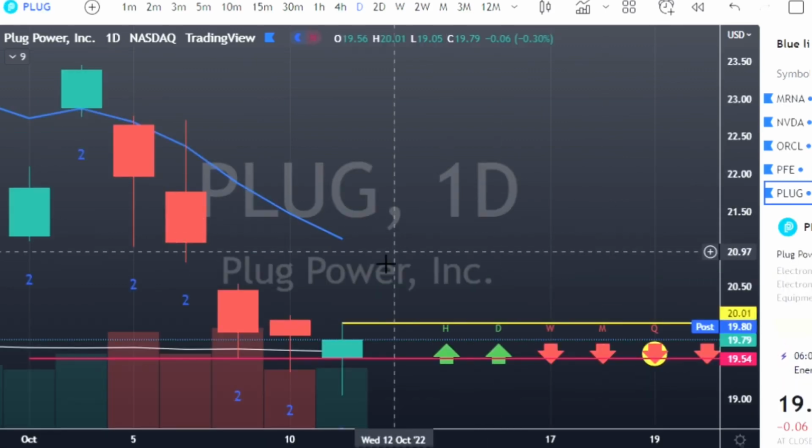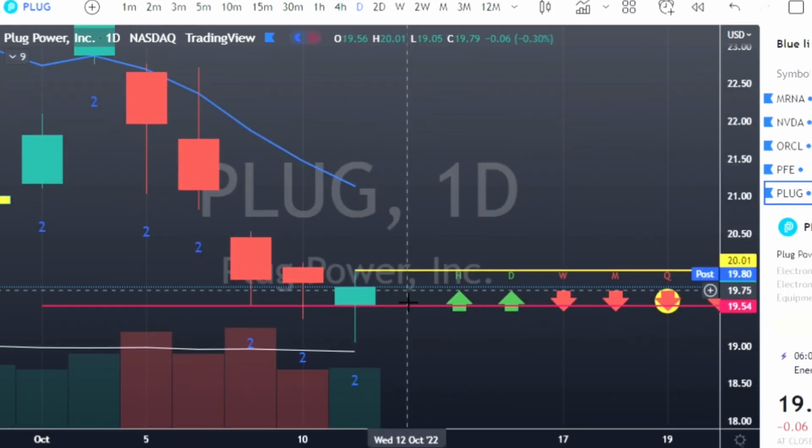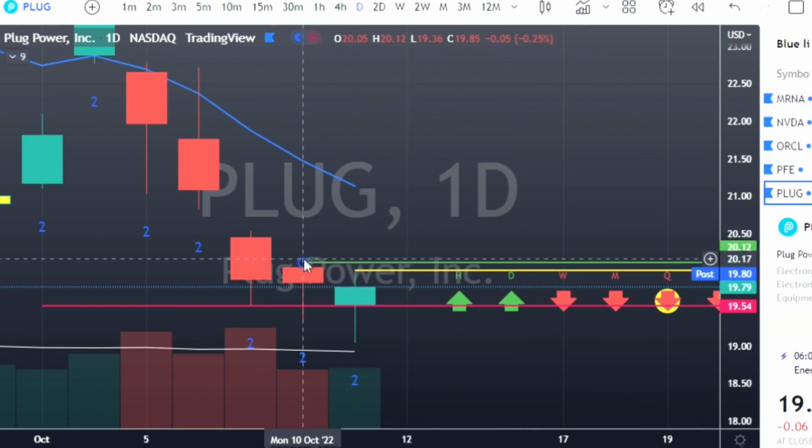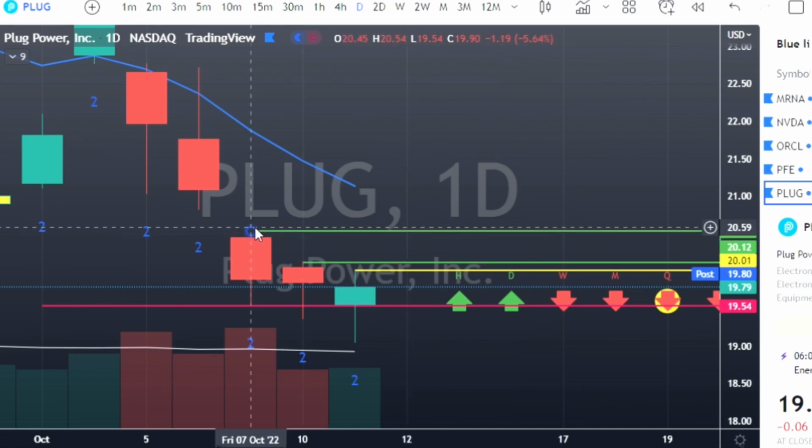Plug Power, 2 down green, and we can call this a hammer candle. We can look for calls at $20.01 and the first target at $20.12. The next target right up here at $20.59 on Plug Power.